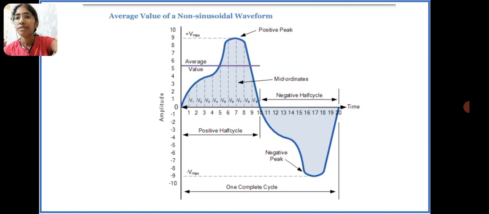We can see the graph here. The positive peak is plus Vmax and the negative peak is minus Vmax. We can see the length there, that is a positive half cycle. This is a positive half cycle, and this half will be the negative half cycle. This is a graph showing the average value of a non-sinusoidal wave, that is a complex wave type.